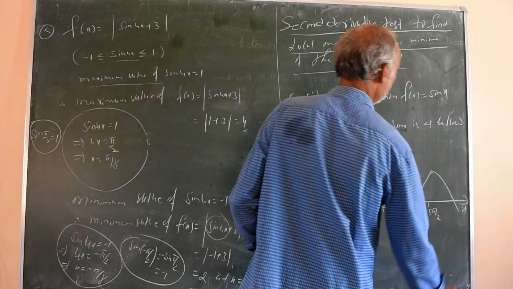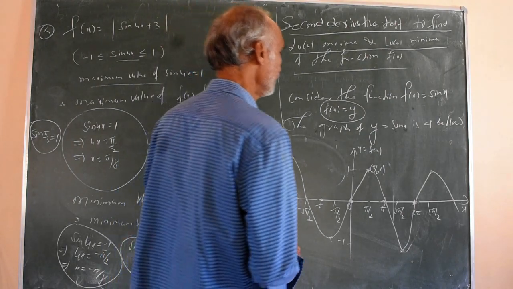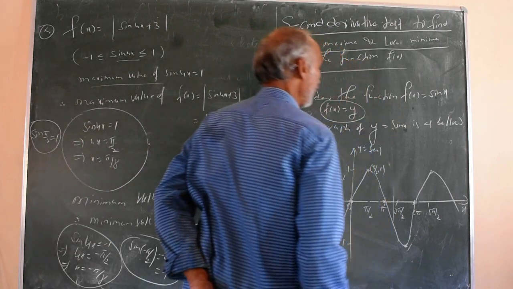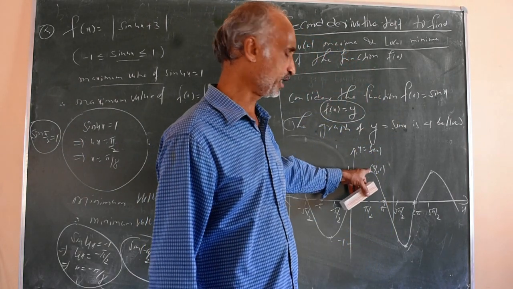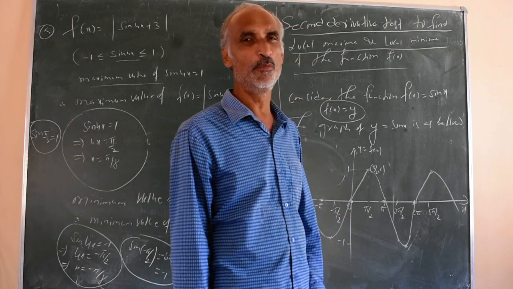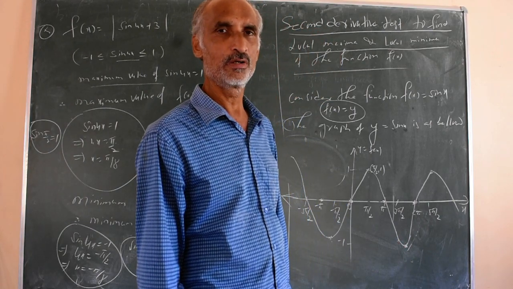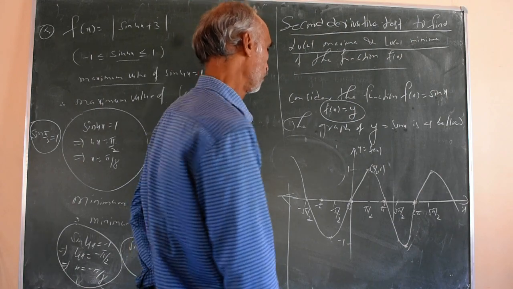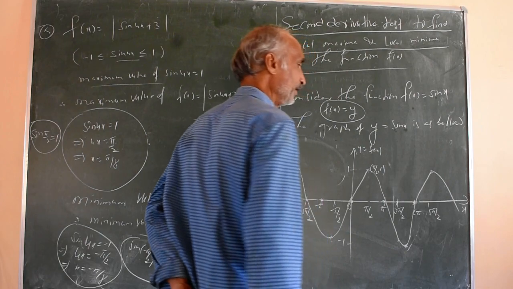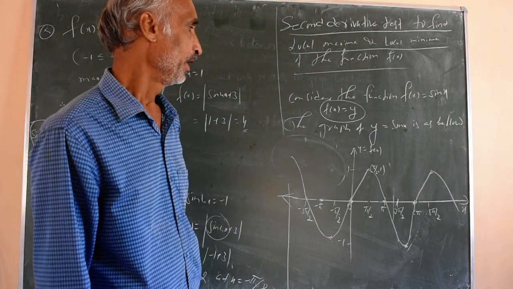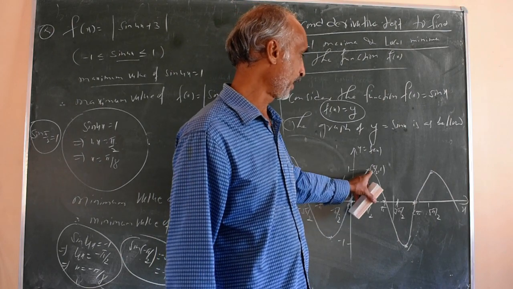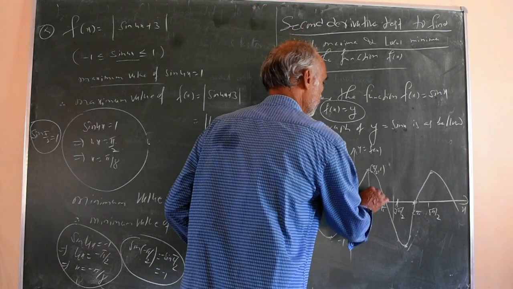Here, look here. This highest peak point is called maximum. This lowest point is called minimum value of what? Well, the function f of x. Therefore, in the interval 0 to 3 pi by 2, it will be maximum at x is equal to pi by 2.